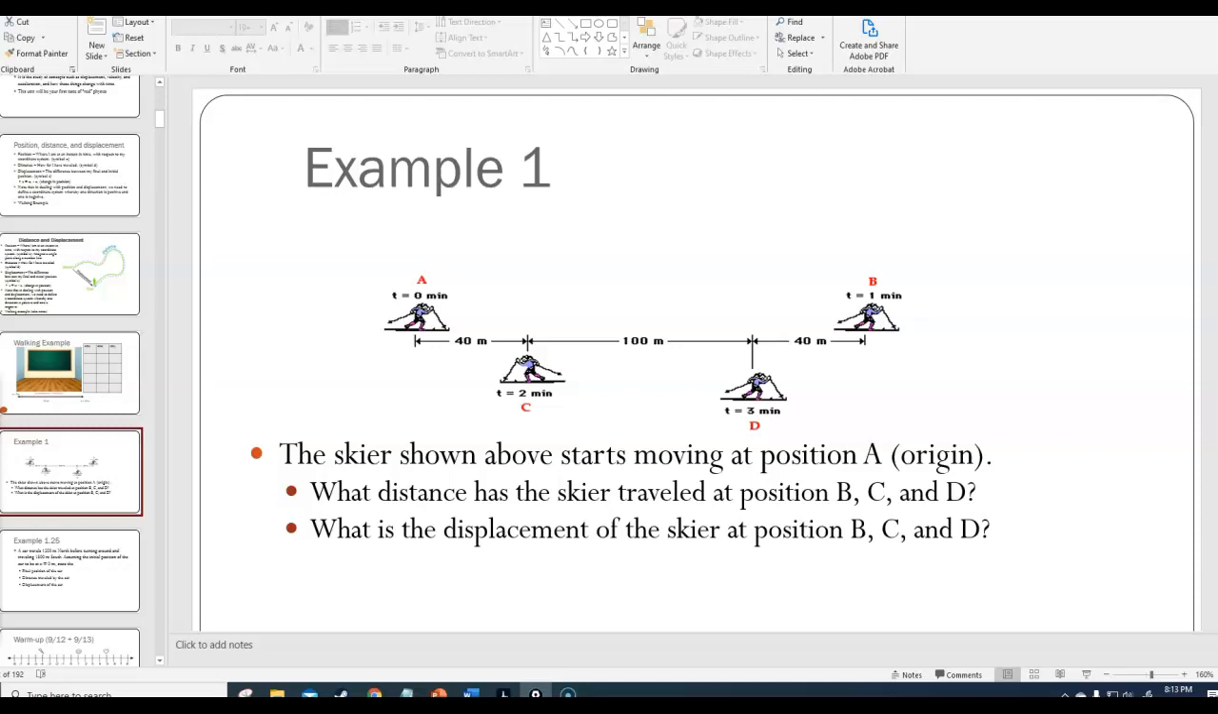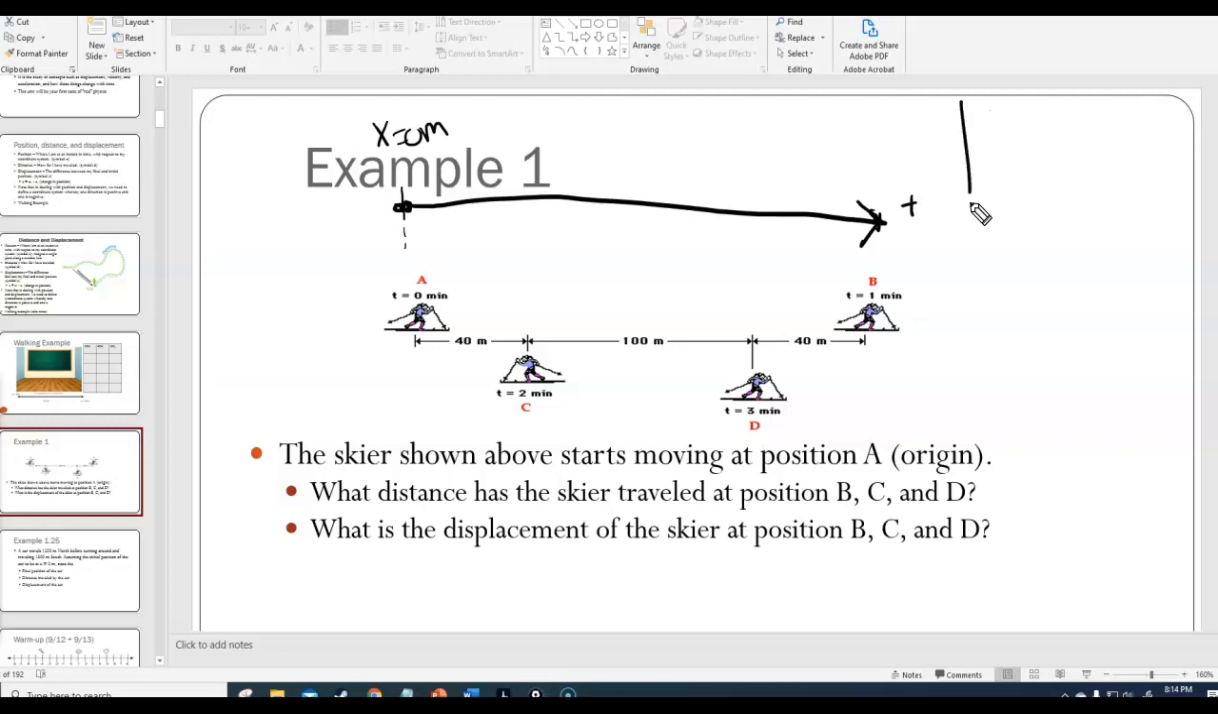Okay, so the problem says the skier shown above starts moving at position A, and that's the origin. In other words, we are explicitly setting a coordinate system whereby right here, we're calling that x equals 0 meters. And just to make things simple, let's say to the right is the positive direction. It doesn't really matter, but let's go with that for now. The question is asking what distance the skier has traveled at positions B, C, and D, and what is the displacement of the skier at positions B, C, and D.